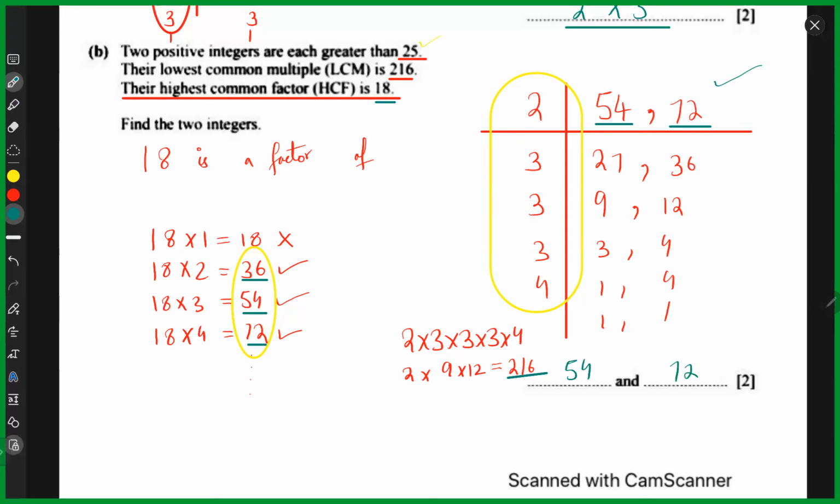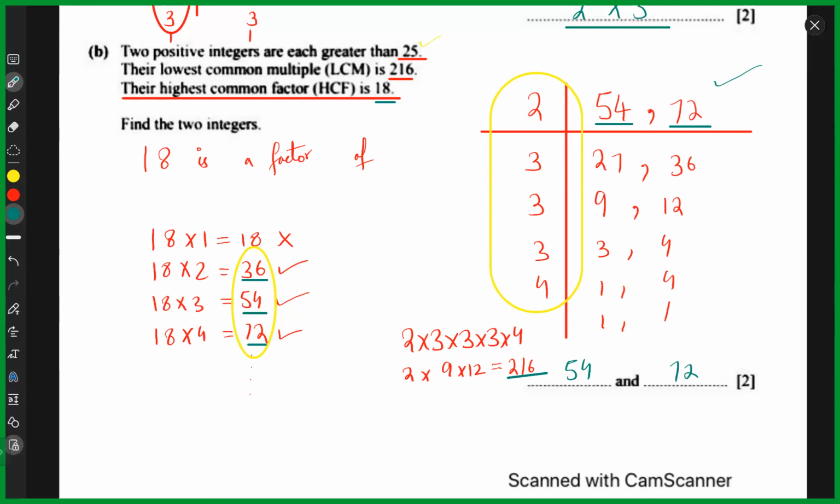Ma'am, why did you not go further, like 18 times 5, 18 times 7? One second, please. Say it again. Ma'am, I'm saying that you only went up to 18 times 4, and after that you did not go further. Okay. Why there?